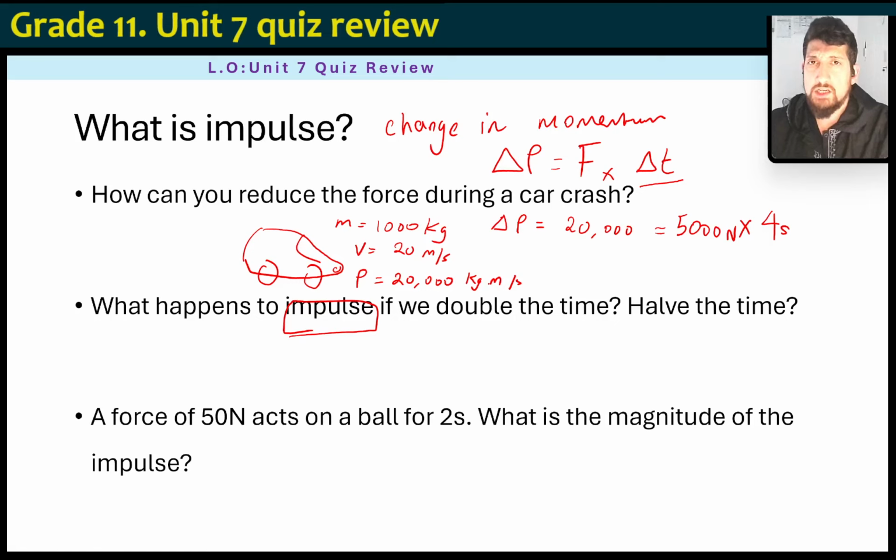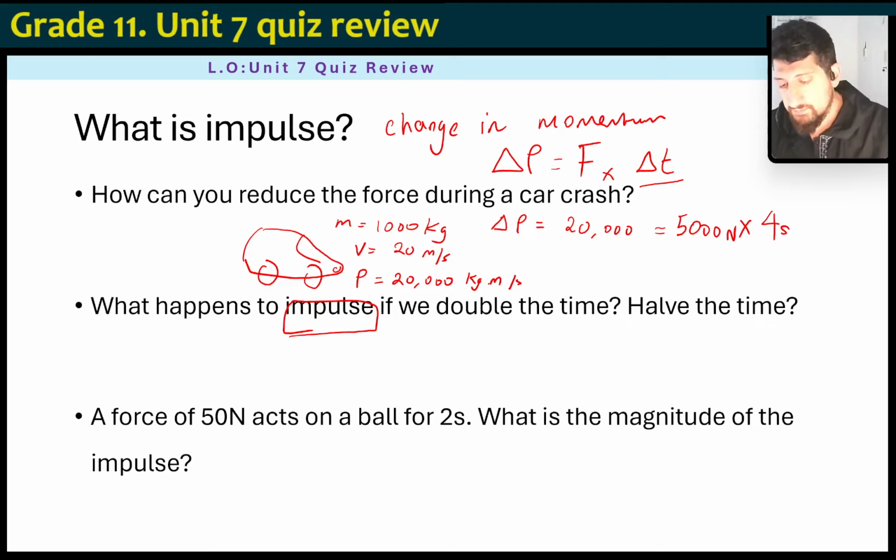So what's going to change is the force, because the force and the time are related to each other. So force times time equals impulse. So even though we can't change the impulse, we can change the force by increasing the time. Okay? By decreasing the time of impact, we can increase the force.